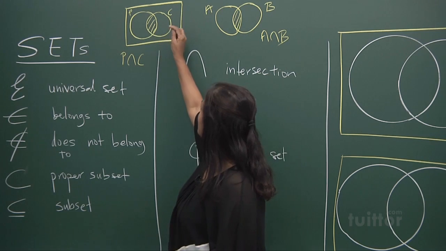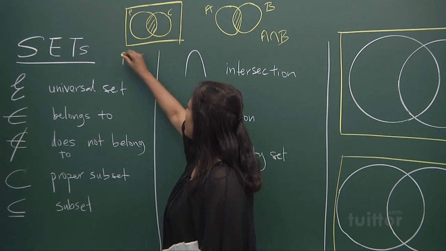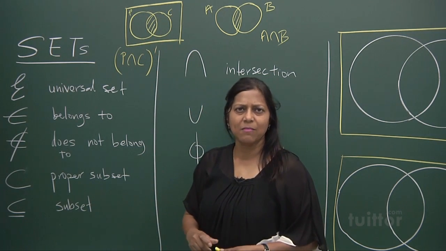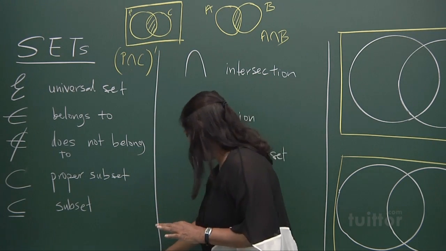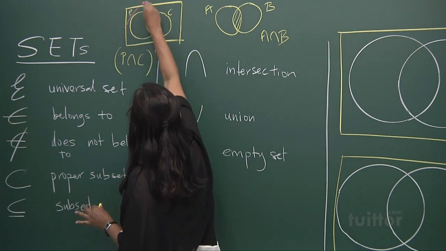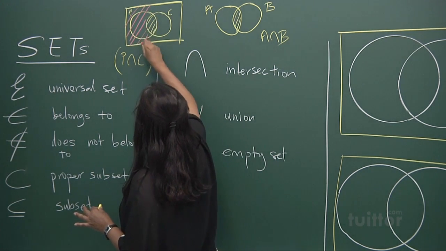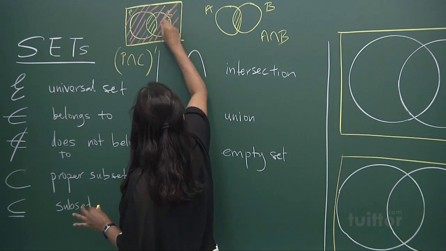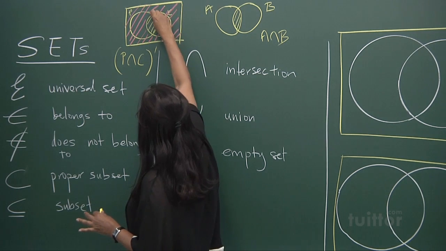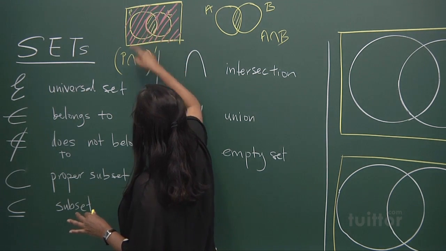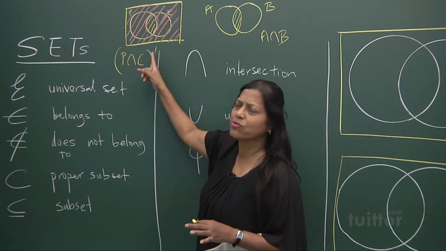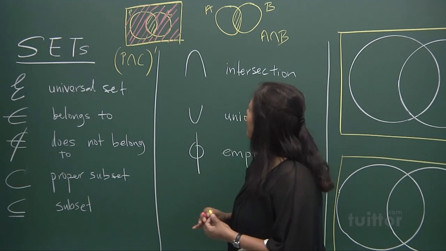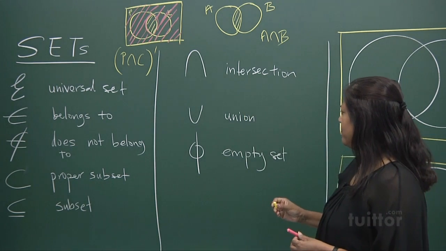Those of you who are outside, we call that the complement. Those outside of physics intersect chemistry, this is called the outside of this set. So take note of it: the outside of this set is physics intersect chemistry complement. Complement means outside. Now, what about union?